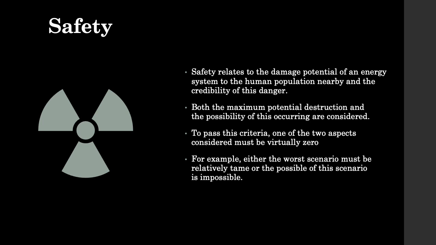The last criteria we're going to look at is safety. Safety relates to the damage potential of an energy system to the human population nearby and the credibility of this danger. Both the maximum potential destruction and the possibility of this occurring are considered. To pass this criteria, one of the two aspects considered must be virtually zero. For example, either the worst case scenario must be relatively tame, or the possibility of this scenario is impossible.